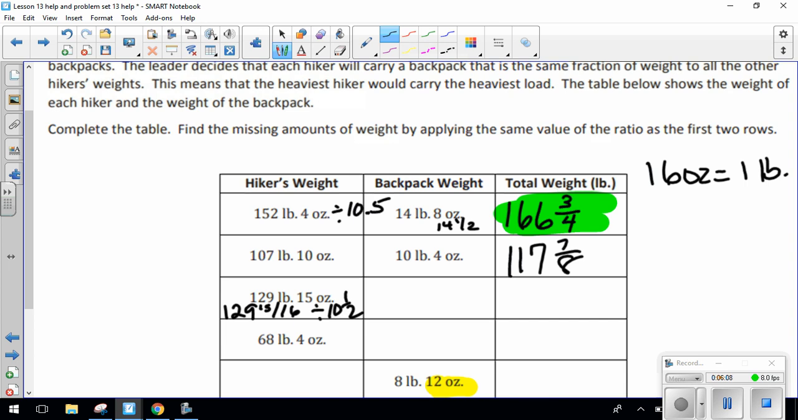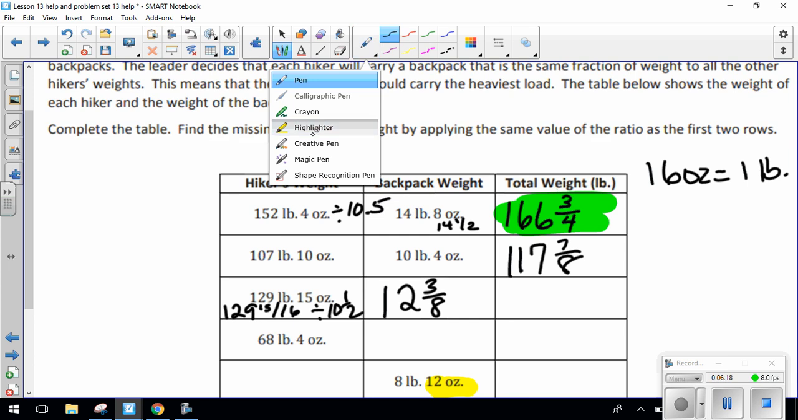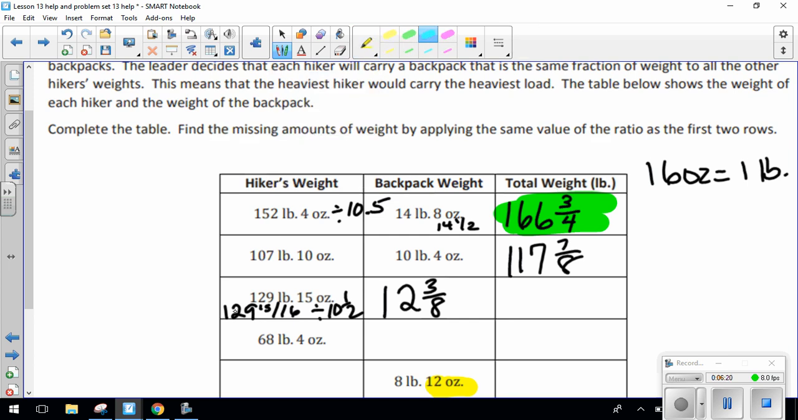Please pause the video and then check your solution with my work. Okay, and I got a solution of 12 3/8. What I'm going to do now is take this 29 and 15/16 and add 12 3/8 to find the total weight. My total weight is 142 pounds and 15/16 of a pound.